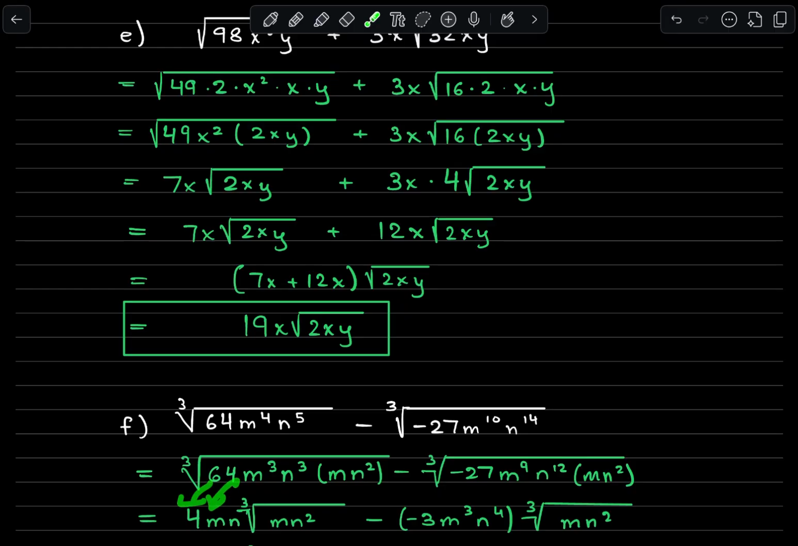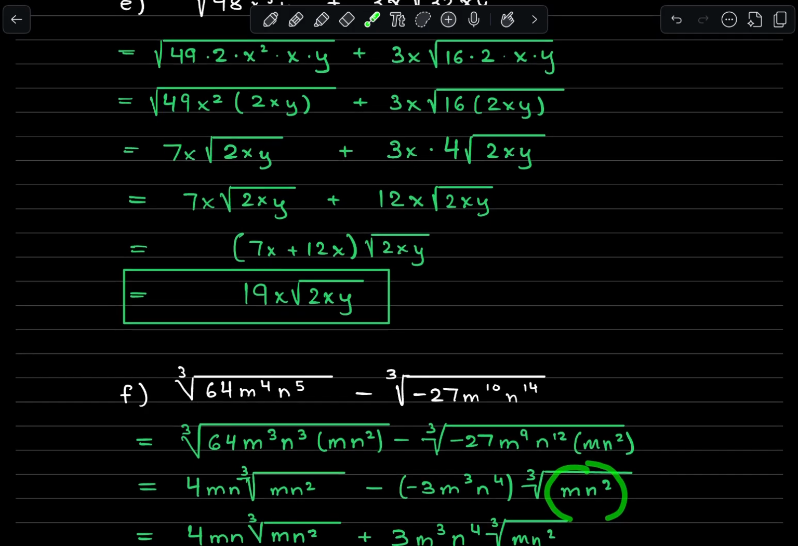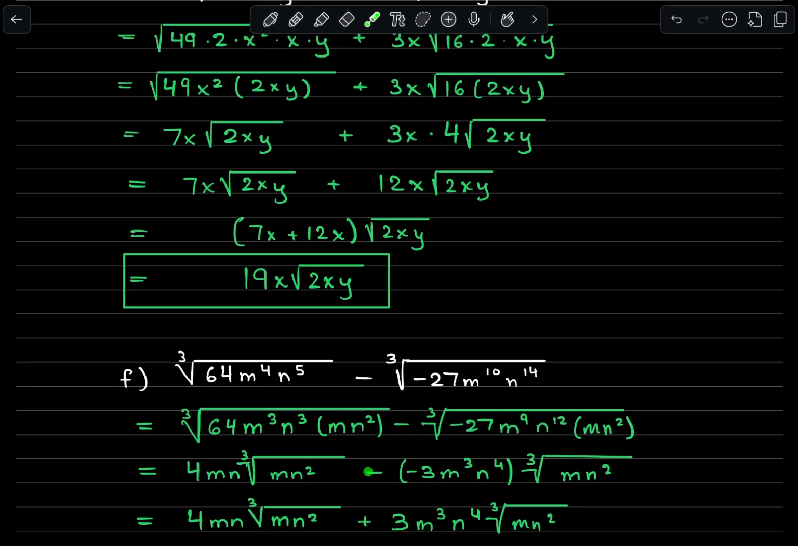Okay, so this comes out. Cube root of 64 is 4. Cube root of m cubed is m. Cube root of n cubed is just n by itself. Inside the cube root stays mn squared. Cube root of negative 27 is negative 3. I'm going to keep this in parentheses here for a second because we already had a negative out here to begin with, so we want to make sure we don't lose track of these. Cube root of m to the 9th is m to the 3rd power. Cube root of n to the 12th is n to the 4th. Everything else stays inside. Okay. We go ahead and make this into a positive.